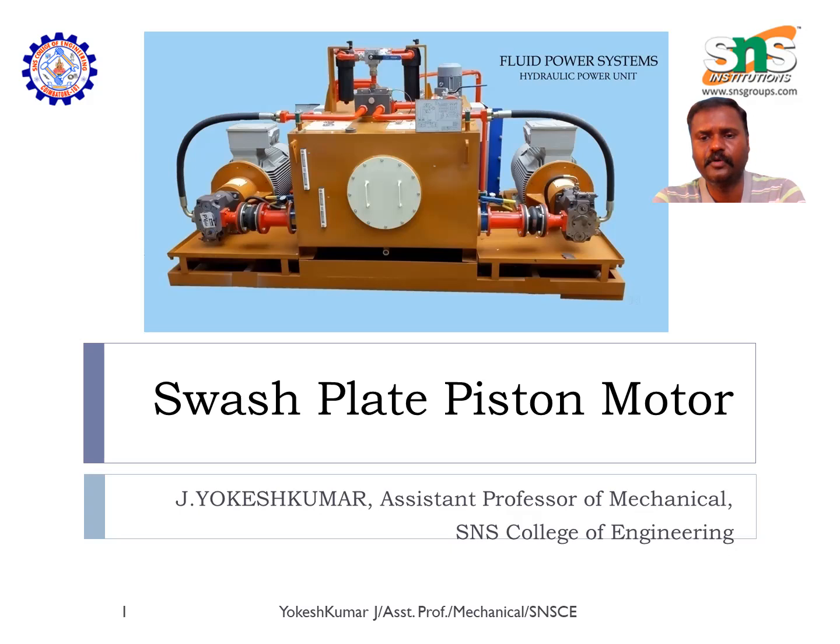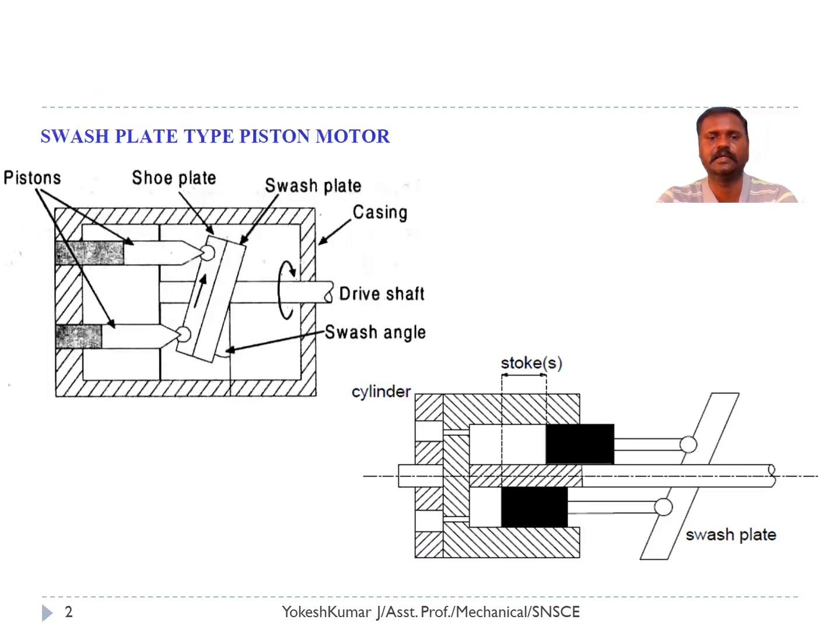This type of motor is useful for slow speed and moderate speed applications. The speed of the motor can be varied, the torque of the motor can also be varied, and the direction of the motor can be reversed. So let us discuss the constructional features of the motor.